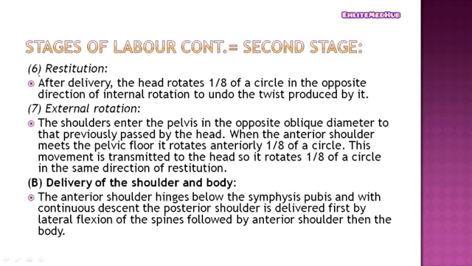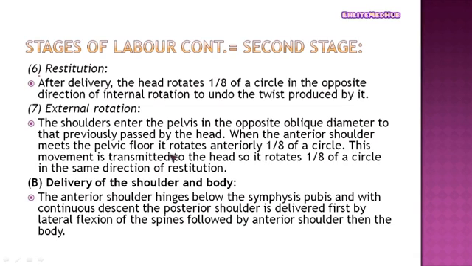Seventh is external rotation. The shoulders enter the pelvis in the opposite oblique diameter to that previously passed by the head. When the anterior shoulder meets the pelvic floor, it rotates anteriorly 1/8 of a cycle. This movement is transmitted to the head, so it rotates 1/8 of a cycle in the same direction of restitution.